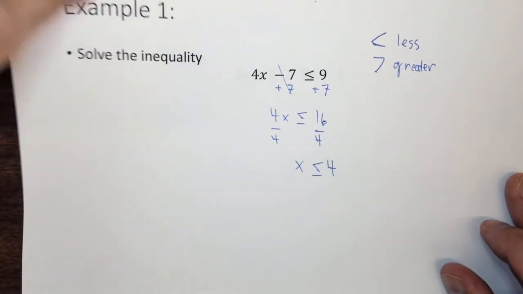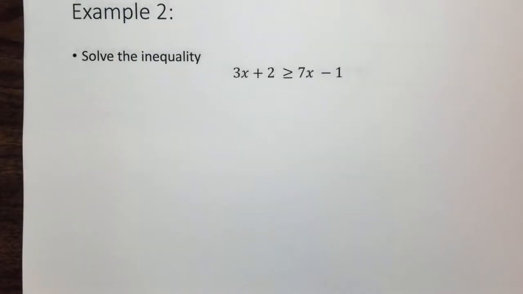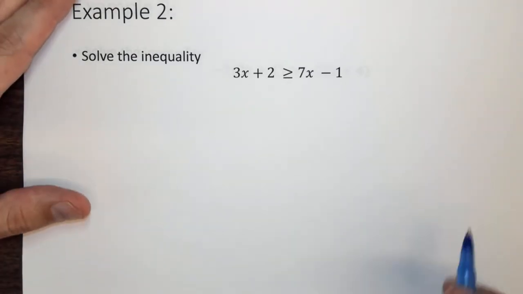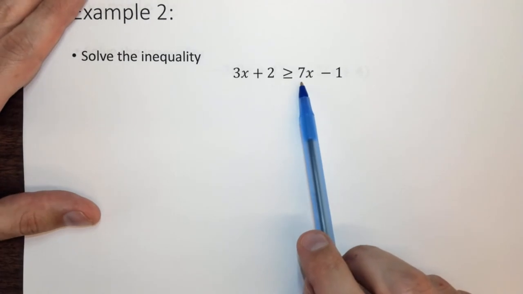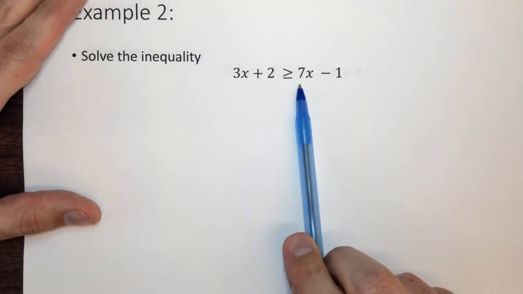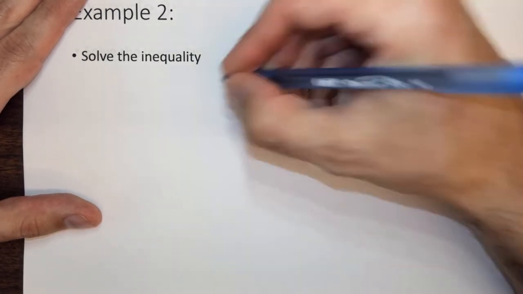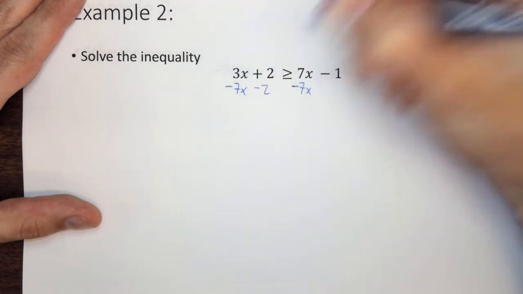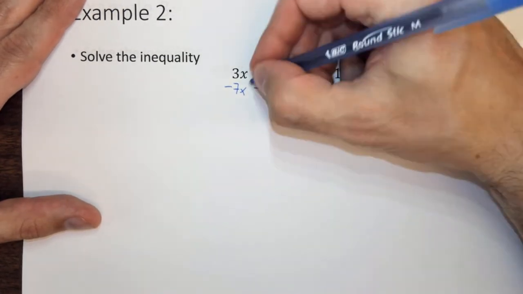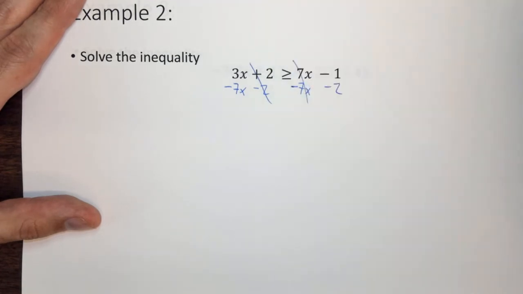Let's look at another example. In this example, it's slightly different because we're going to divide by a negative number. So first, we need to isolate the x's. To do that, we subtract 7x from this side and subtract 7x from this side. At the same time, I'm going to subtract 2 from this side and subtract 2 from this side. Plus 2 minus 2 cancels out.